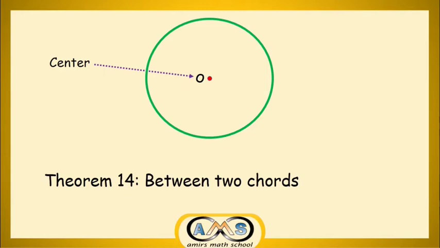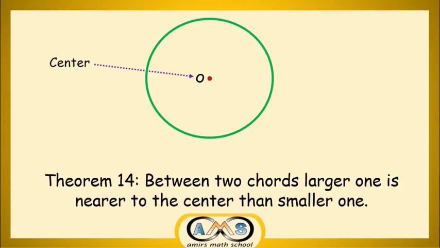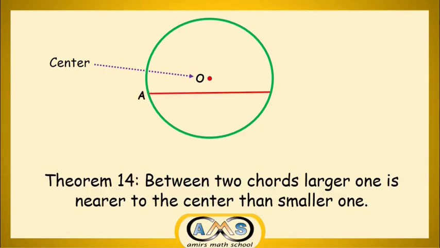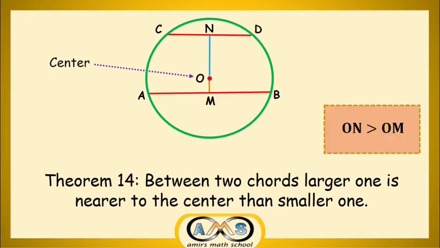Theorem number 14: between two chords, the larger one is nearer to the center than the smaller one. There are two chords in this circle, AB and CD. Between AB and CD, AB is the larger one and CD is the smaller one. So according to the theorem, AB is nearer to the center than CD. That is, OM is less than ON, or we can say ON is greater than OM.